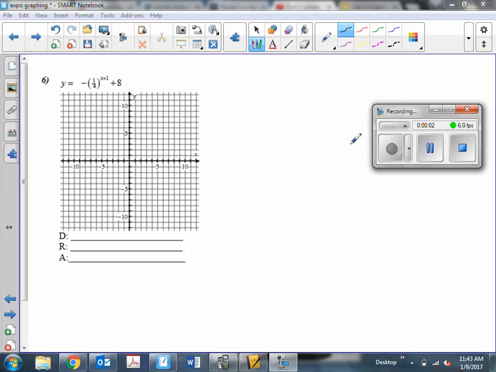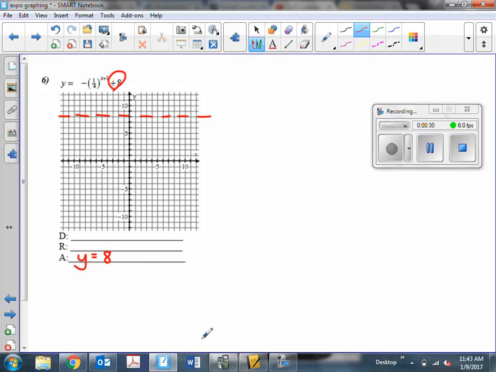And let's graph number 6. So again, first thing that I need to do is identify my asymptote. My asymptote is this k value of 8. So I would go up to 8, graph my horizontal dashed line, because remember your calculator cannot do it for you, so you have to do it. Your asymptote, since it's horizontal and at 8, has an equation of y equals 8.